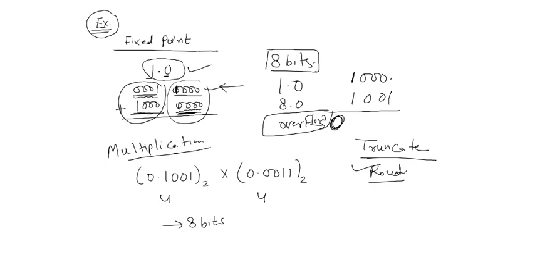so in multiplication, let's say that we have some numbers, let's say this is 0.8 and this will be 0.3 in decimal, and in binary we can write it as 0.1001 and 0.0011. So let's say that we have 4 bits total. This is also a 4-bit number, this is also a 4-bit number. Now we want to multiply these 4-bit numbers.